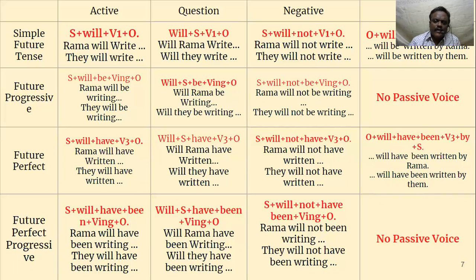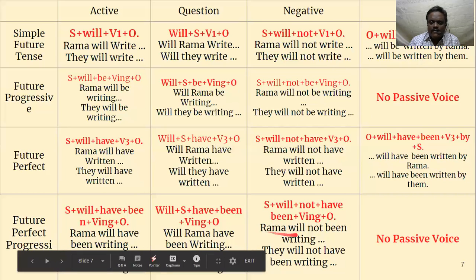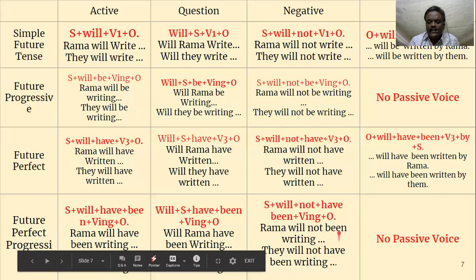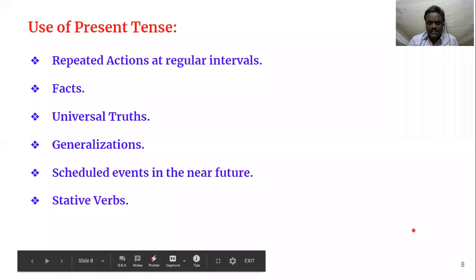In negative, you have to add not. So Rama will not have been writing a letter. Will not have been. "Will not have" alone is a mistake here. Rama will not have been writing a letter. They will not have been writing a letter. And there is no passive voice in future perfect progressive.